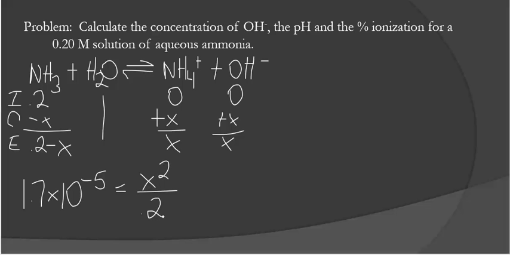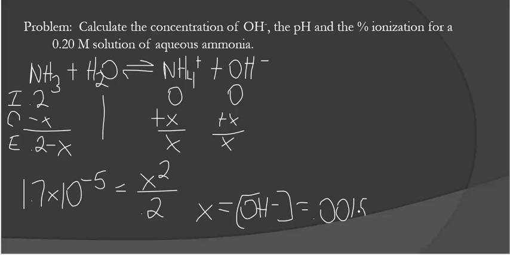But we can assume x is negligible because my K value is 10 to the negative 5th, and I'm starting with 0.2. So I can avoid the quadratic. I can solve for x this way. x is equal to the concentration of, we go back to my equation, OH minus. And that comes out to 0.0018 molar. So there's one part of the problem. Calculate the concentration of OH minus.